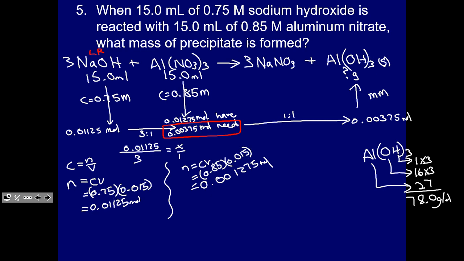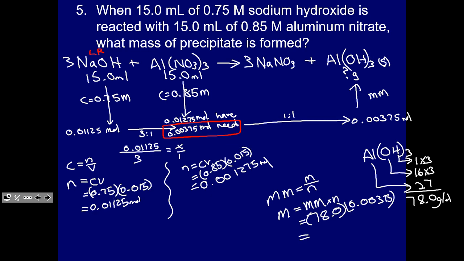And molar mass equals mass over moles. I always go back to the main one. I want mass, so mass is equal to molar mass times moles. However you're doing that, maybe you got it memorized at this point. That's great. 78 is the molar mass. The moles, 0.00375. How much of this stuff is formed?